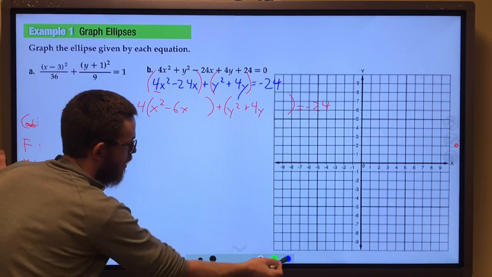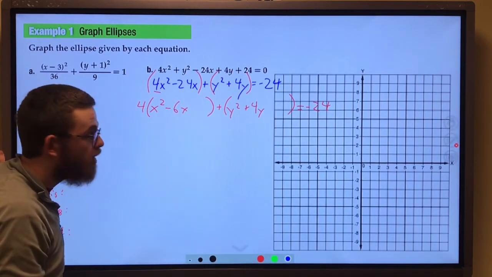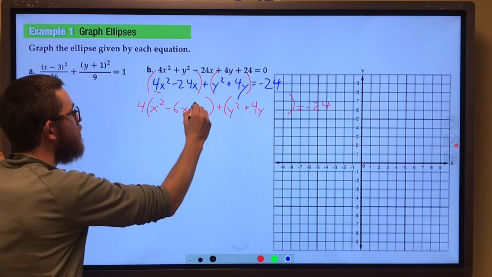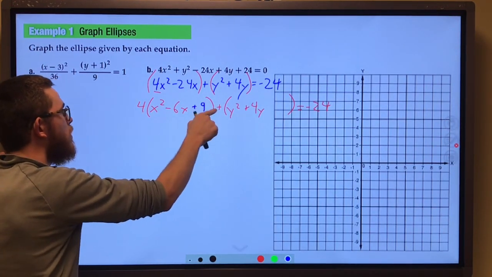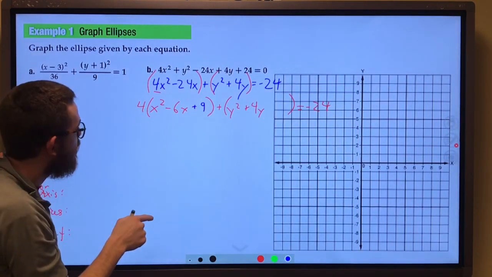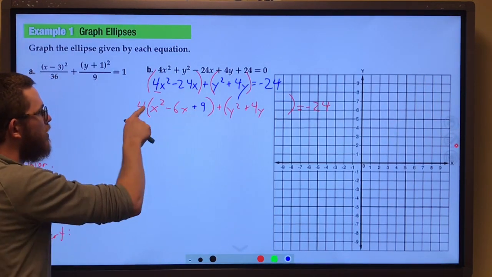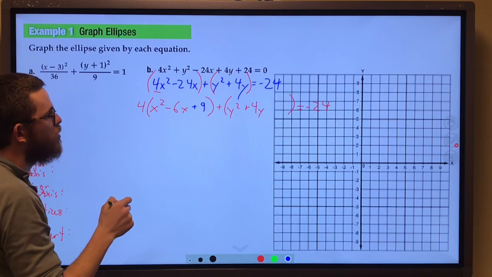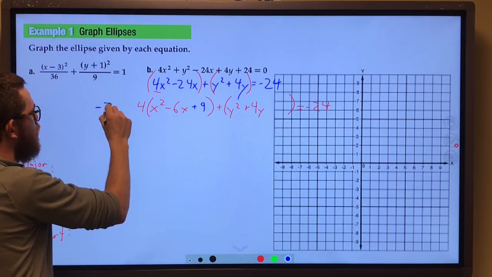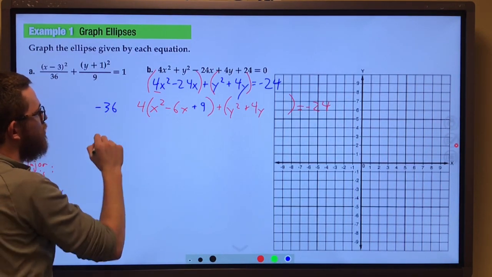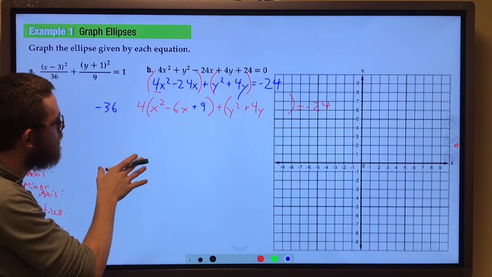So now we take the coefficient in front of our x, we cut it in half, we square it to get a positive 9. We have to multiply it times the value on the outside and subtract it. So 9 times 4 is 36. That means I'm going to be subtracting 36 from all of this.